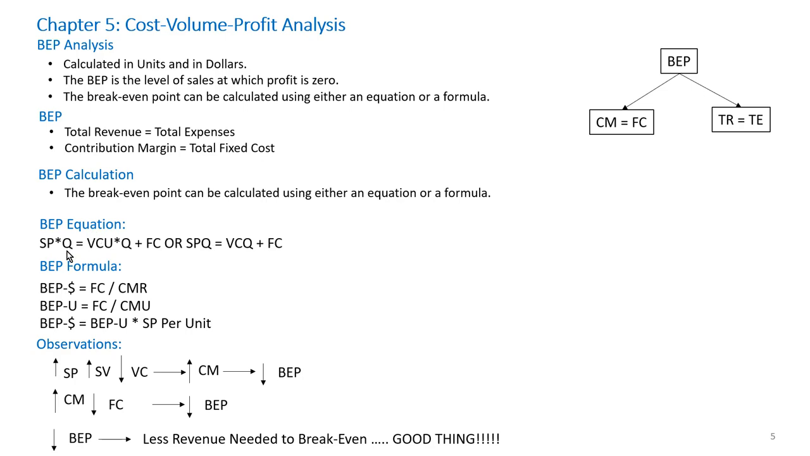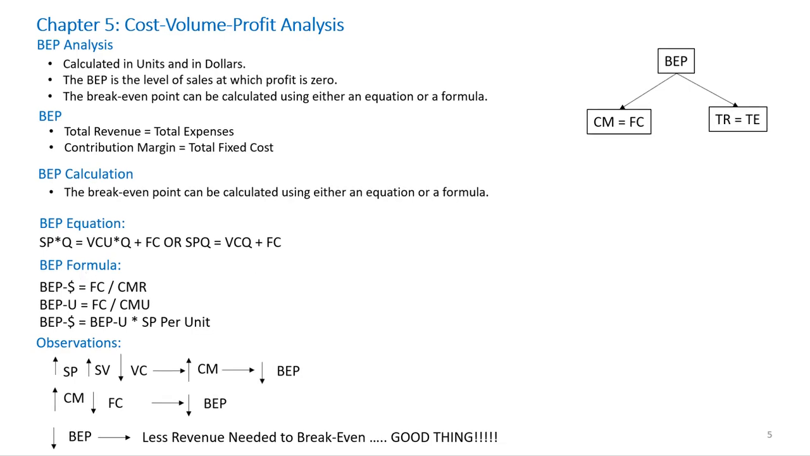The equation shows that at the break-even point, the selling price per unit times the quantity sold will equal the variable cost per unit times the quantity sold plus the fixed cost. In other words, total revenue is equaling total expenses. An alternative calculation would divide the total fixed cost by the contribution margin ratio. Both calculations give us the same answer. Both calculations will give us the total amount in sales that we need to achieve a break even.